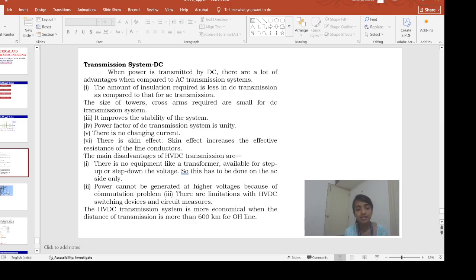Now, what is the second advantage of the HVDC system? Power cannot be generated at high voltages because of the mechanical commutation problem. Now, there are limitations with HVDC switching devices and circuit breakers also. The HVDC transmission system is more economical when the distance of the transmission line is more than 600 km for an OH line, or overhead line.